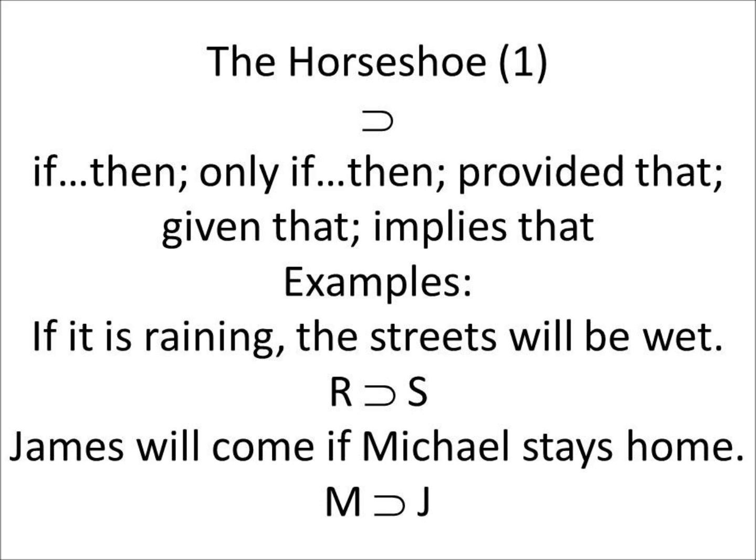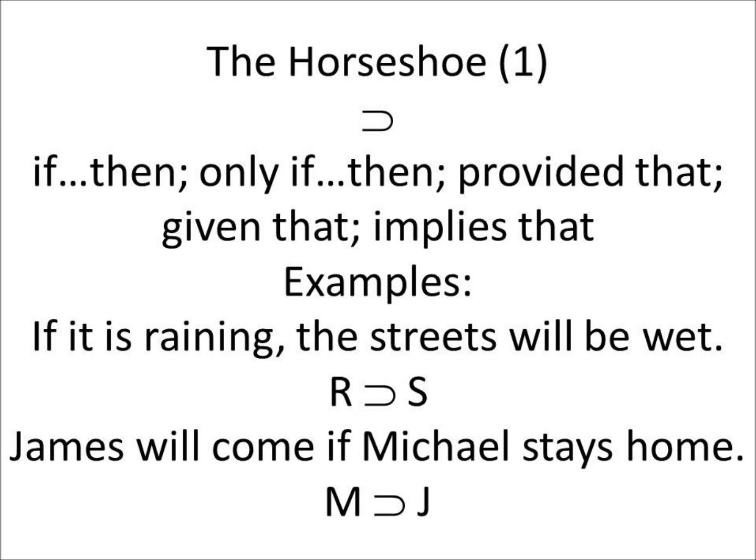If it is raining, the streets will be wet. Well, if it is raining as R, and the streets will be wet as S, then that is symbolized R horseshoe S. And note, we don't worry about tenses in this logic. Whether a statement is in present, past, or future tense does not matter in this logic. There are some attempts to develop temporal logics which try to deal with tenses, but in elementary logic we don't.